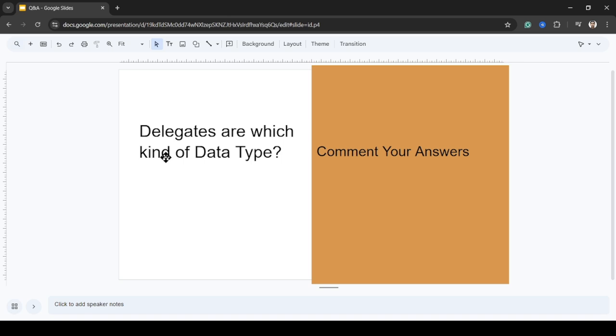Now let us know which kind of data type delegates are. Comment your answers.